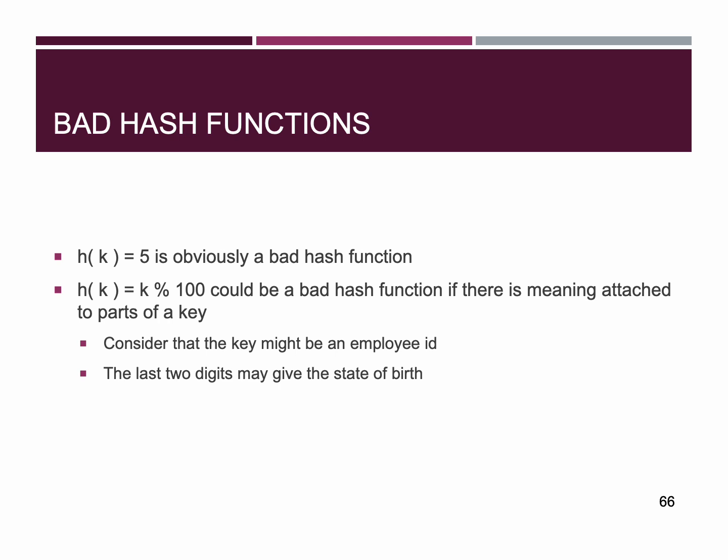Another example is h(k) = k / 100. While this may seem reasonable at first glance, it can be problematic if there is meaning embedded in parts of the key. For example, if the key represents an employee ID where the last 2 digits represent the state of birth, then using this divided by 100 might cause employees from the same state to hash to the same values, leading to clusters of entries at certain indexes.